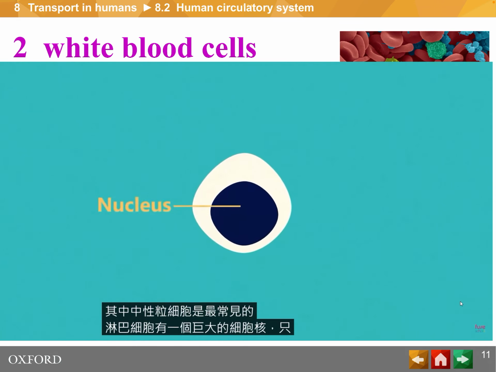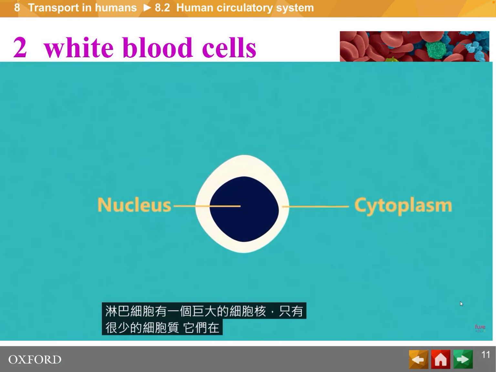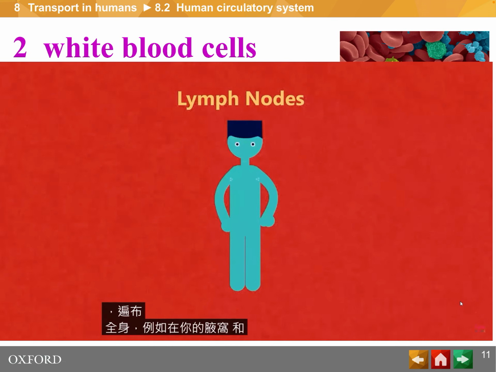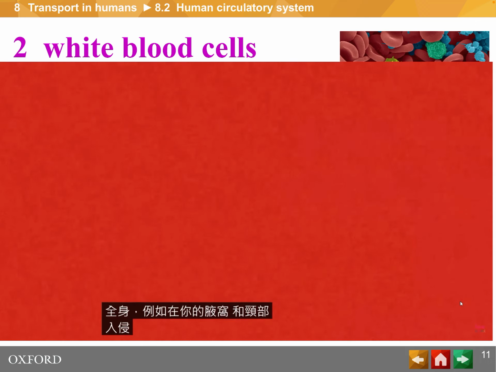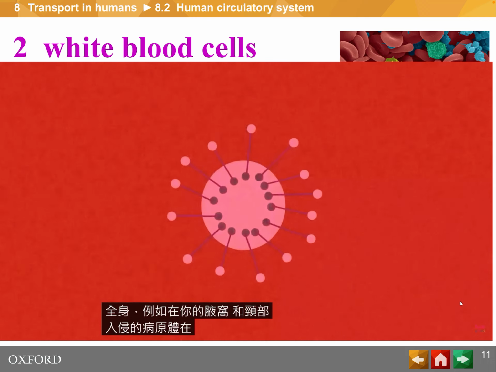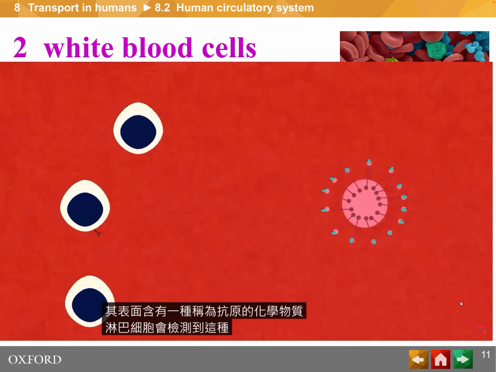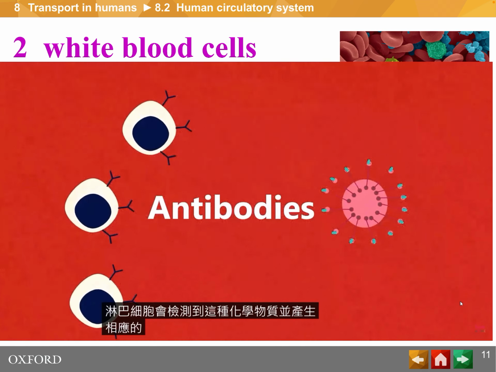Lymphocytes have a huge nucleus and just a little cytoplasm. They are formed in lymph nodes and are found all around the body, such as in your armpits and neck. Invading pathogens contain a chemical on their surface called antigens. The lymphocytes detect this and produce antibodies in response to it.